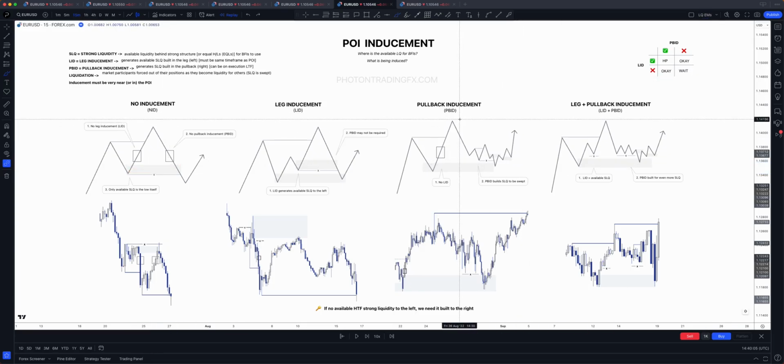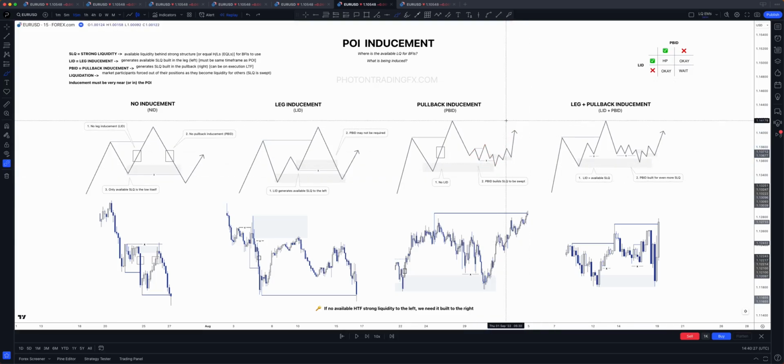Okay, so what we've been doing with LC2A is waiting for that pullback inducement to be built, right? Waiting for the PBID, and we can do that on our lower time frame, right? So we have our medium time frame POI, and we just wait for that fake break to occur, get the liquidation, POI mitigation, and then hopefully we make tons of money, right?